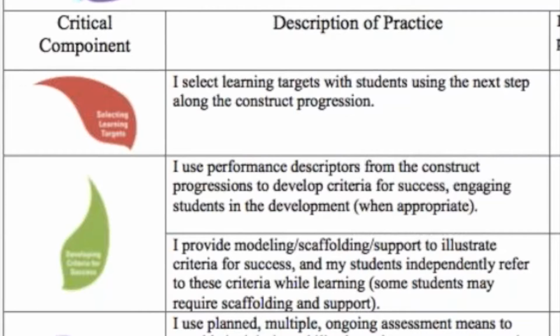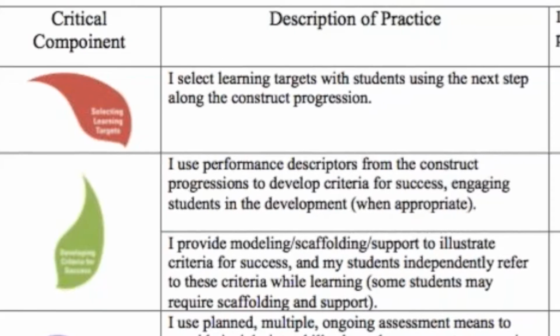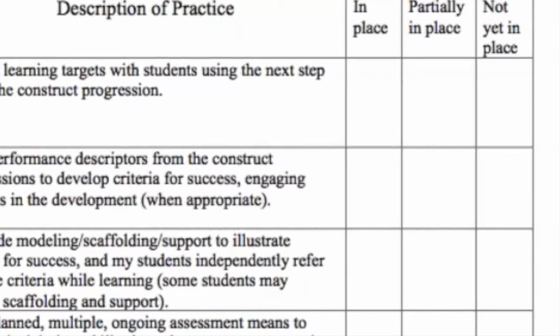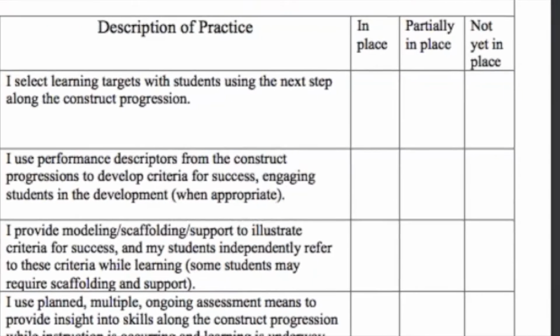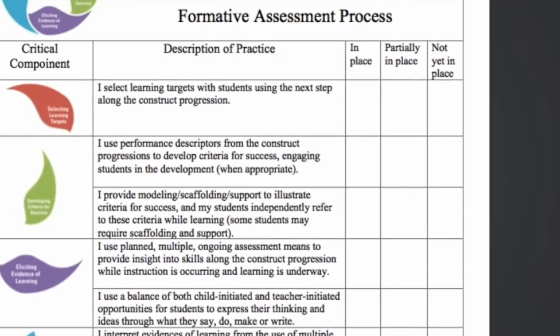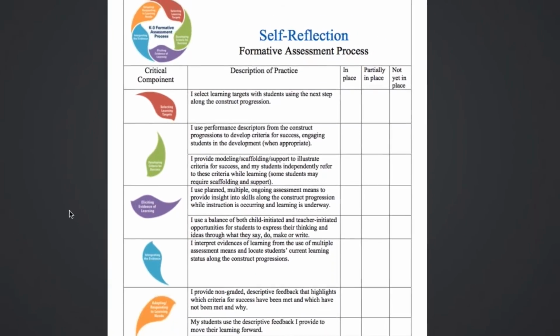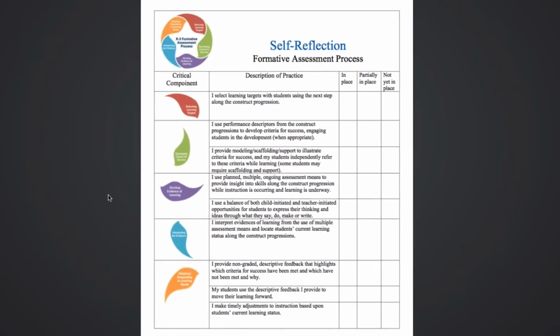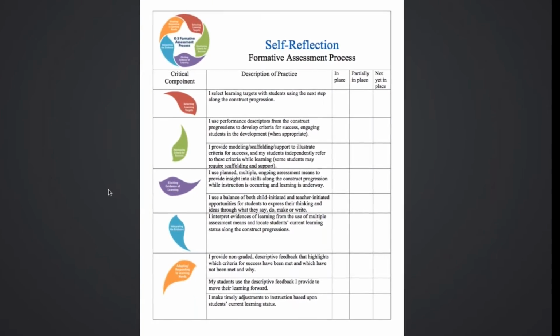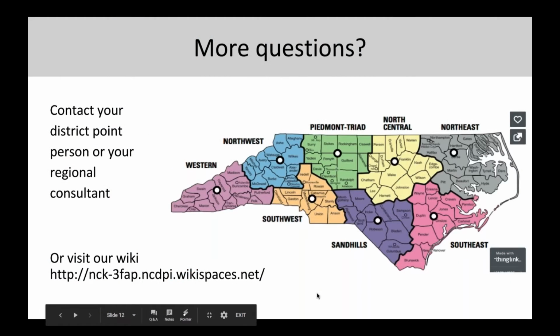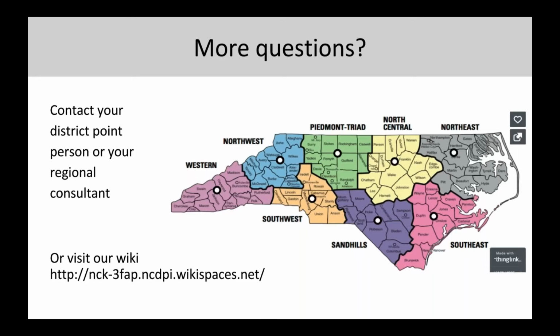On this particular self-reflection tool, we have columns for in place, partially in place, or not yet in place. These are tools to help you think about what you're doing and how you're using each of these critical components to engage in the formative assessment process. This particular tool is on our statewide wiki, and you can access it and use it to help you get better.